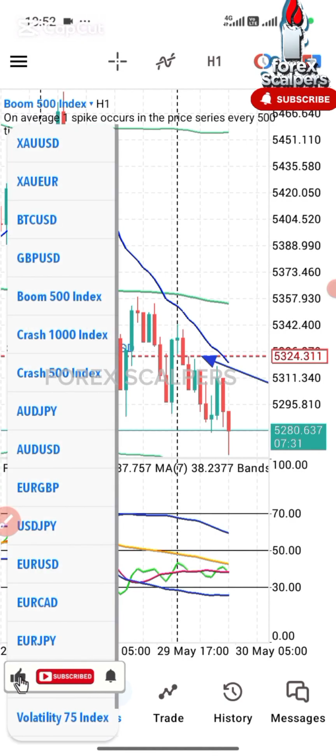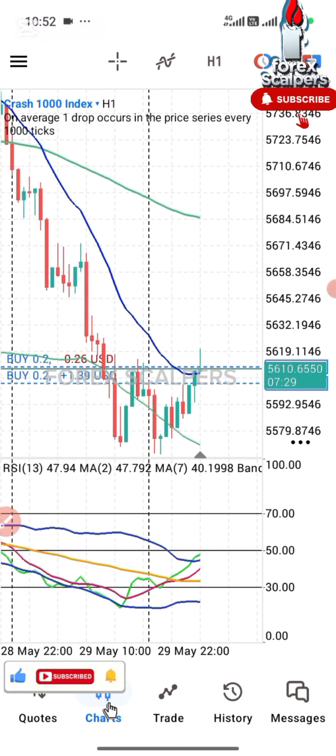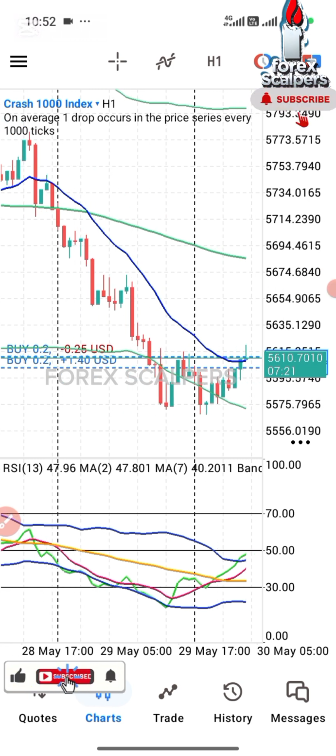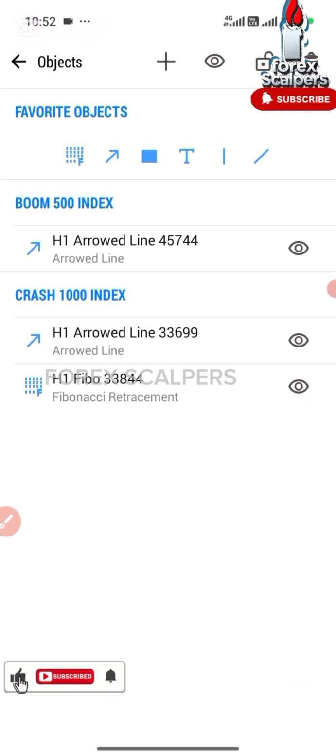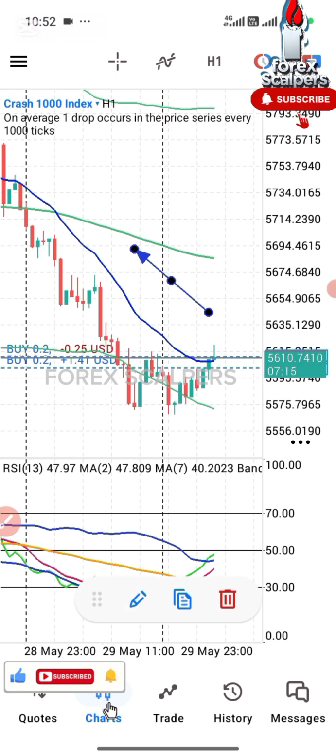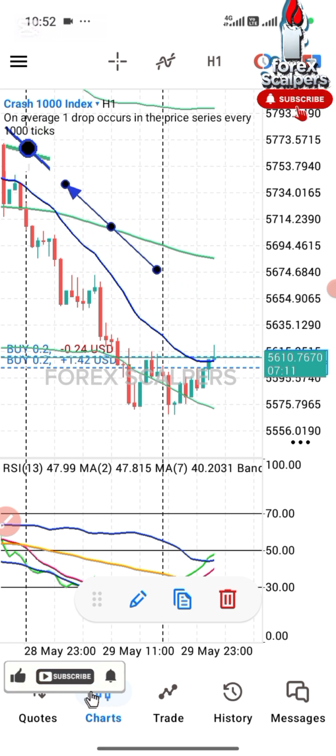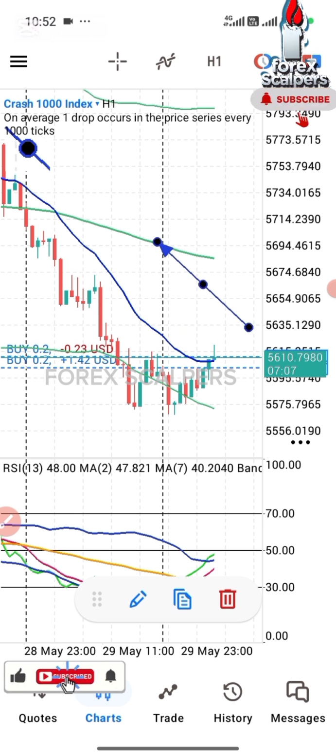Then let me show you my running trade on Crash 1000. So this is Crash 1000. Question: how do I get into this trade? Now you will be looking at this as a counter trend. Is it a counter trend? Yes, and at the same time, no. Depending on how you see it, but obviously this is against the trend of the market.